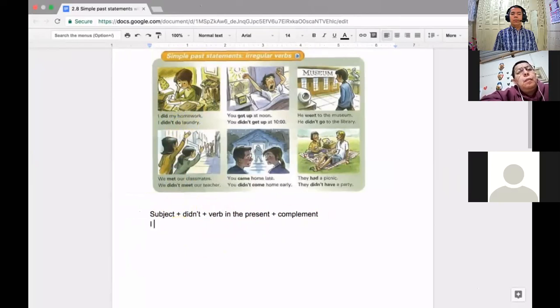First, we add the subject I. Then we add the auxiliary verb to form negative statements in the past, didn't. After that, we add the verb in the present, do. Finally, we add the complement, laundry.